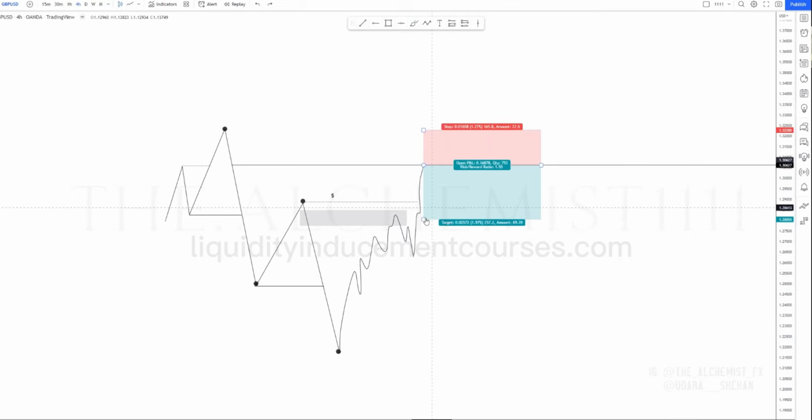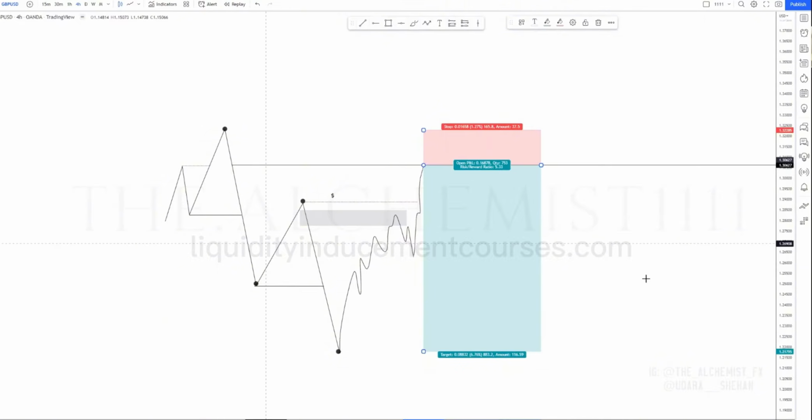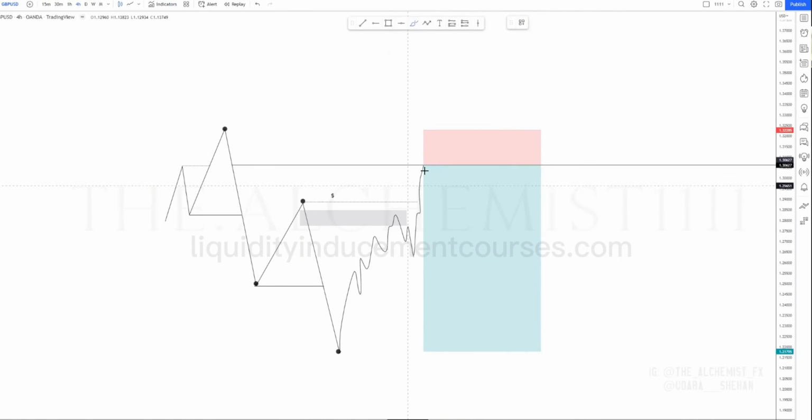But I know the risk to reward will not be that good. The stop loss will be big, but if you want an increased win rate, put your stop loss above the strong high. Place your stop loss above the strong high, you'll see what happens. So from internal range liquidity, where do we target? External range liquidity. Then it could come down, might react from these areas, might consolidate.